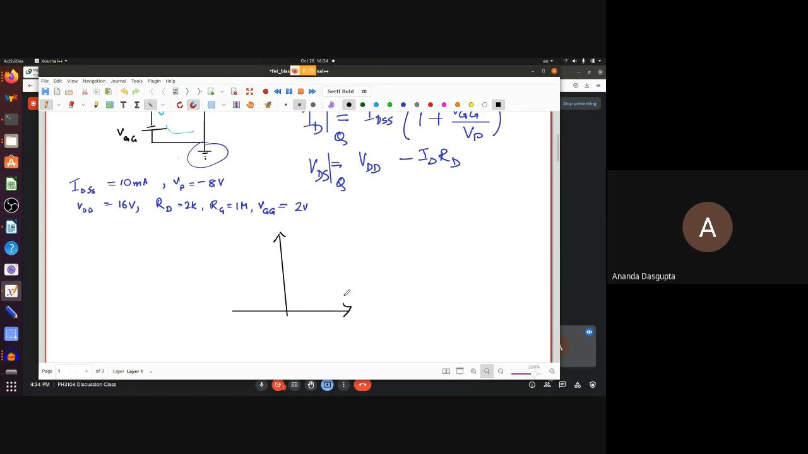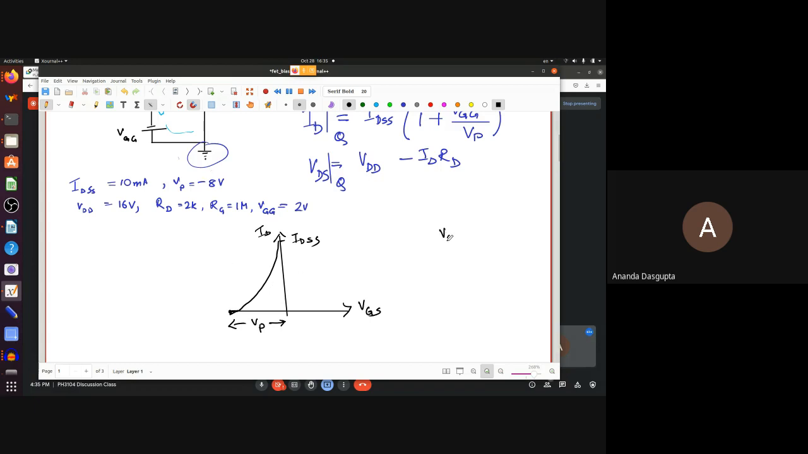For that, all you need is the ID versus VGS graph, which is what I drew at the beginning. This parabola, which cuts off at VP. This is IDSS. So that's the parabola which gives you ID versus VGS from the Shockley relation. We need one more, of course. ID and VGS are our two unknowns here, so we will need one more equation, but we already have that equation, which is we know VGS.